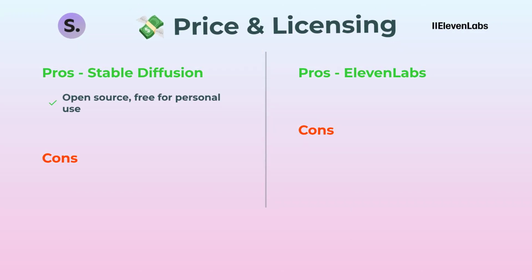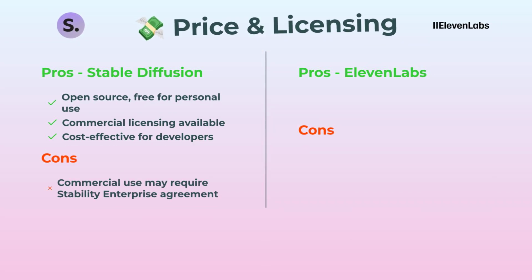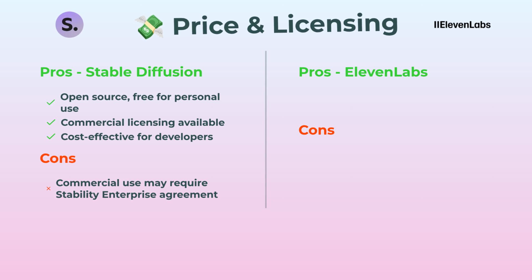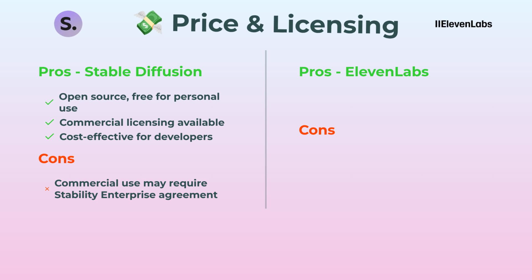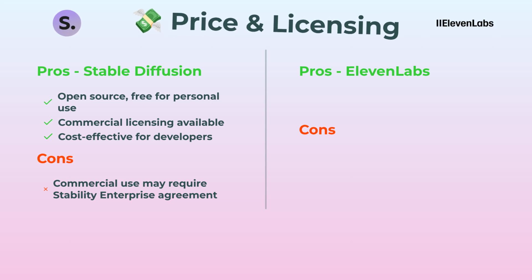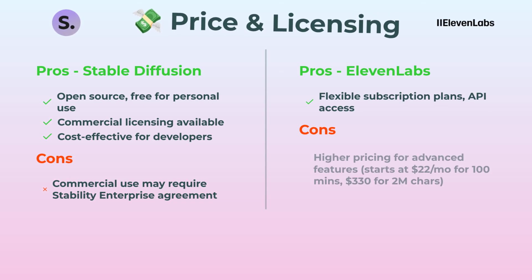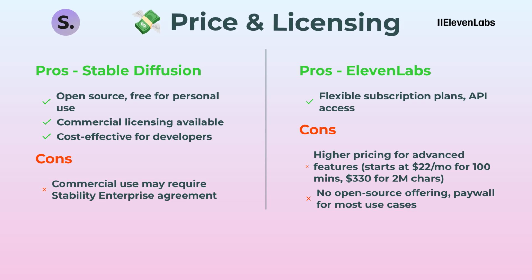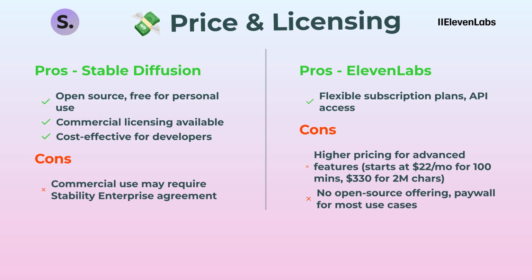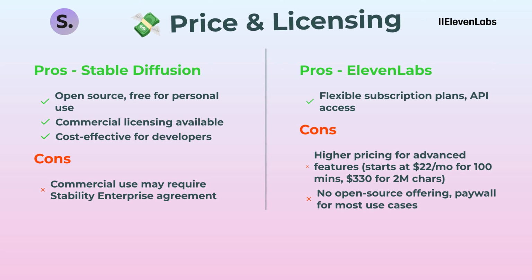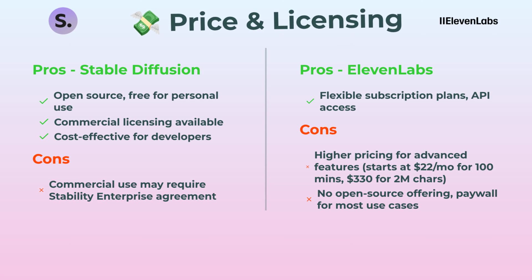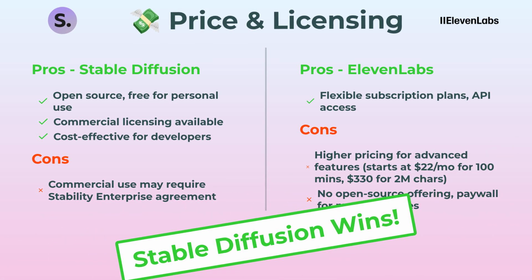Now, let's talk numbers. Price and licensing. Stable Diffusion, open source, free for your personal stuff. If you want commercial, you might need the Stability Enterprise thing, but otherwise seriously affordable, especially if you're a dev. ElevenLabs, on the other hand, subscription city. Basic plans start at $22 a month, and it ramps way up from there, especially if you want all the features, API access, you name it. No open source, so yeah, you're paying for everything. Honestly, Stable Diffusion sweeps this, way more wallet-friendly.